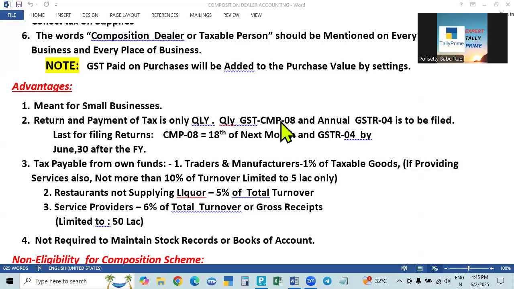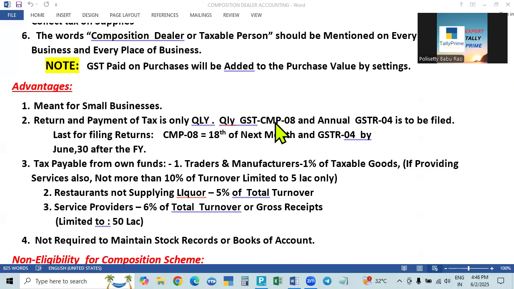He has to file the CMP 08 statement quarterly, first making the payment of money. After filling up the statement, there will be one option, generate challan. So I have to generate the challan depending on the turnover at the particular rate. What is the total tax payable? That tax is CGST and SGST only. It is divided into two parts, half CGST and half SGST. These two amounts we have to pay.